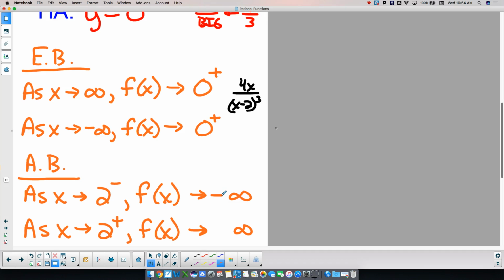If I put in 2.1, on the top I get a positive number. On the bottom, 2.1 minus 2 is positive. Cube of a positive is positive. So that one's going to go to positive infinity.